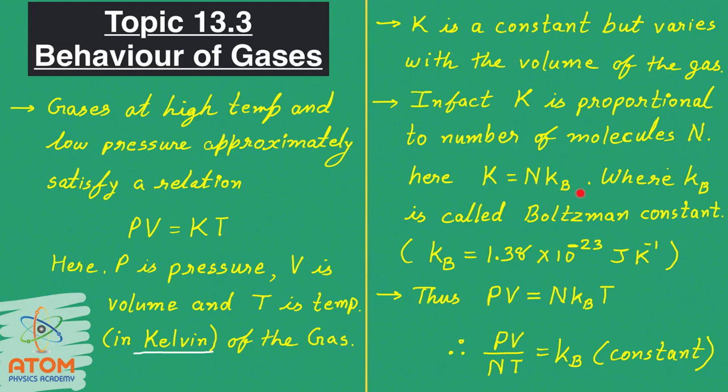Here this Kb is another constant and it is known as Boltzmann constant. The value of Boltzmann constant Kb is 1.38 × 10^-23 joule per Kelvin. My dears, this you have to remember, that Kb is 1.38 × 10^-23 joule per Kelvin. Kb remains constant for all different gases. So now from this equation K = N Kb, we can write the equation PV = N Kb T, and so we can write PV/NT = Kb, which is constant.